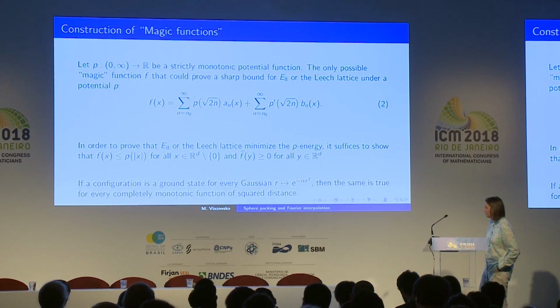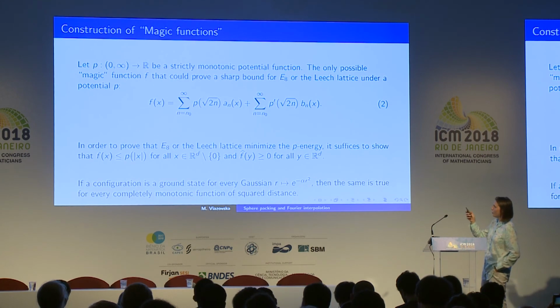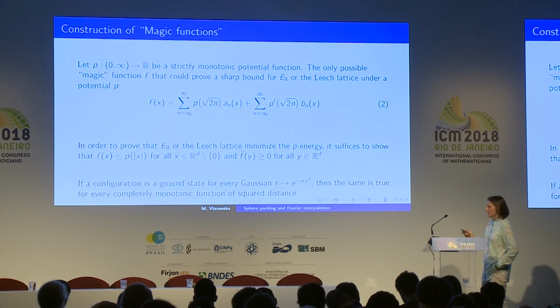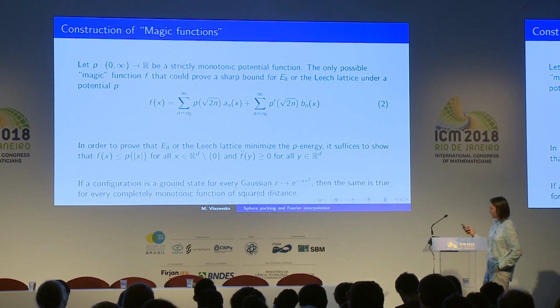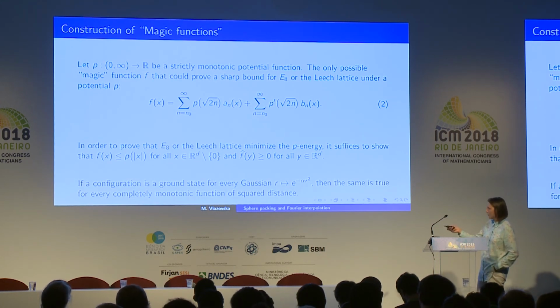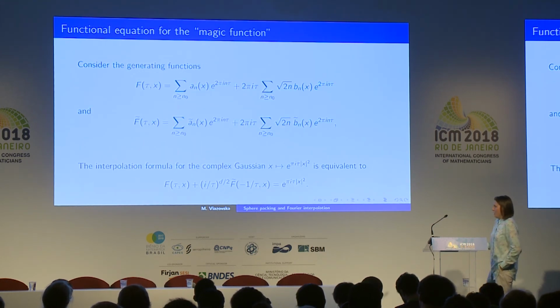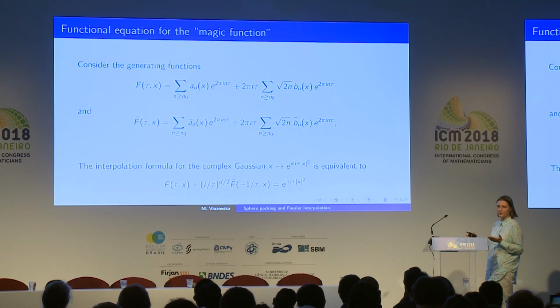Another useful thing: if we want to prove universal optimality, we have to do this for all strictly monotonic potential functions. But here we are lucky, because every such potential function is a linear combination of Gaussians. If a configuration is a ground state for every Gaussian, then it will also be a ground state for all completely monotonic functions. So it remains, in one minute, to construct this function f. And here we do it by the same trick.